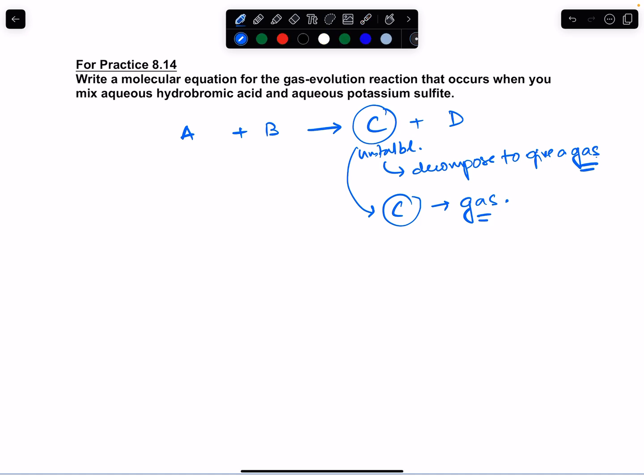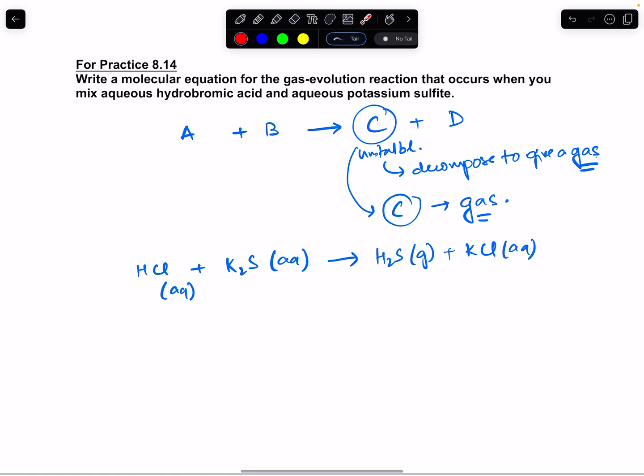So let's say you have HCl reacting with K2S. That gives you H2S, which is a gas, plus KCl. And you can balance the reaction, but right now, we're just trying to understand how to recognize a gas evolution reaction. As you can see, this reaction looks very similar to what we did out here, where C was a gas itself. There it is, okay?